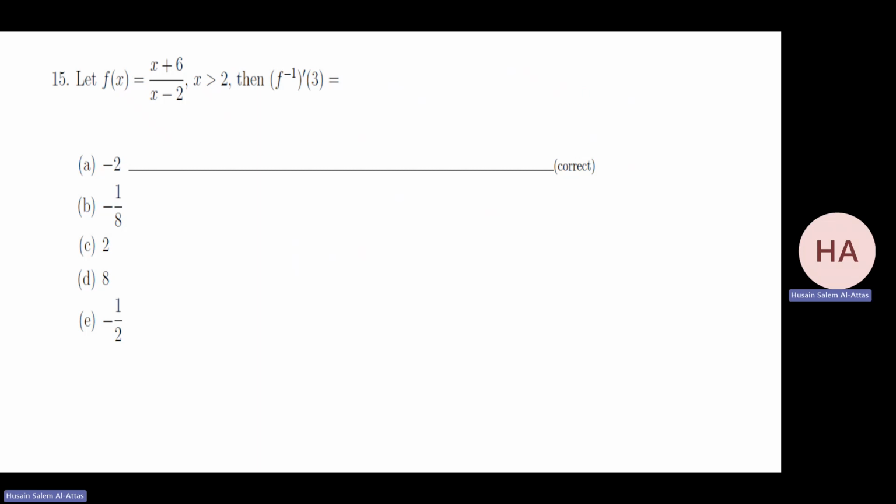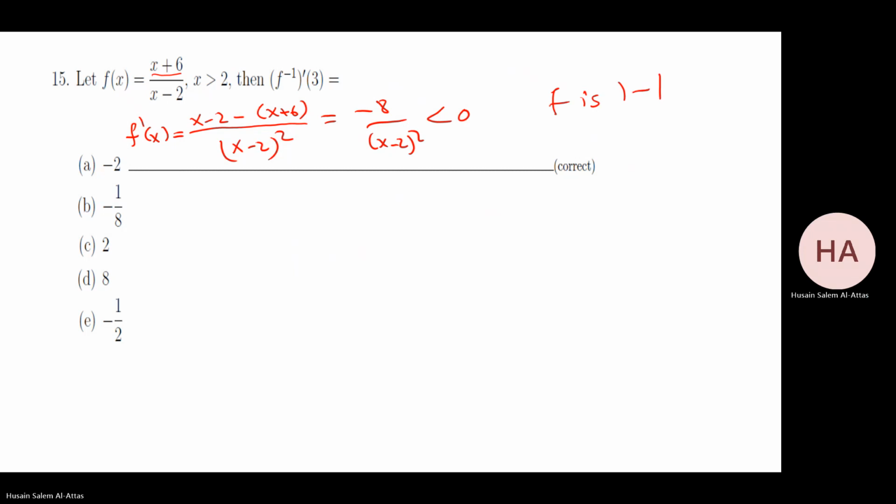This one, let me find f prime. That will be what? The derivative of this, 1 times the denominator minus 1 times (x plus 6), over (x minus 2) squared. In other words, it's minus 8 over (x minus 2) squared. In this case, it will be negative, which is always negative, so it means decreasing, the same idea. So f is one to one. Now this one: f inverse prime at 3 is 1 over f prime at f inverse of 3.